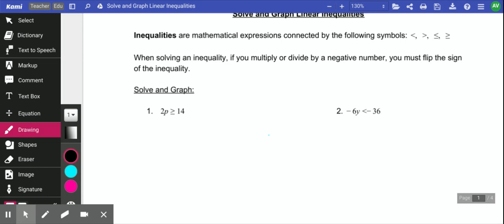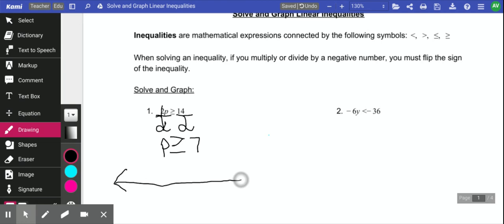Okay, let's start with this first problem. It says 2p is greater than or equal to 14. So you treat this just like you would an equation. We divide both sides by 2. That makes p greater than or equal to 7. There's no need for us to flip the sign because we didn't multiply or divide by a negative number. We do need to graph this problem.